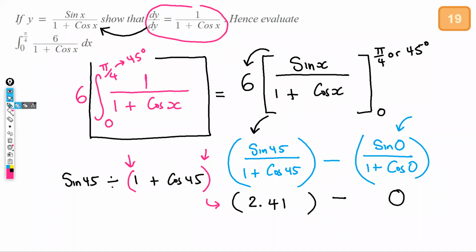All right, so 2.41 minus 0 is 2.41. So when we worked out the square brackets, we get 2.41. We still have to multiply that final answer by 6, and then we're finished. And when we do that, our final answer is 14.46 units squared.